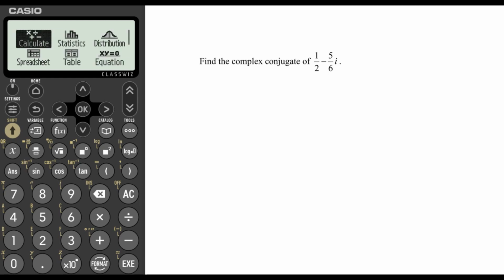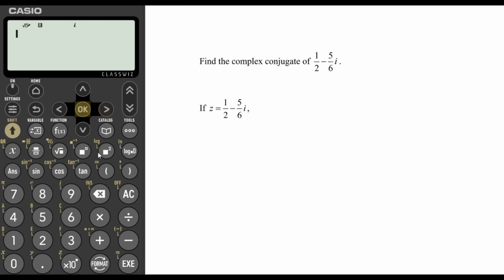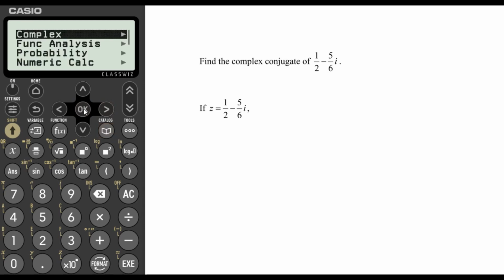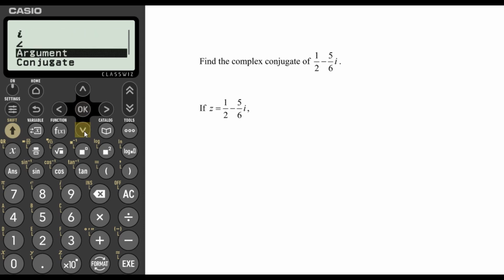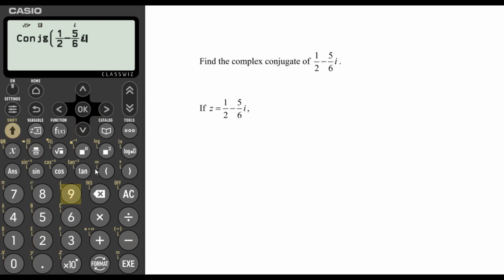We can use our calculator to find complex conjugates. For example, we can find the complex conjugate of 1/2 subtract 5/6i. Now if z is equal to 1/2 subtract 5/6i, we can find the complex conjugate using our calculator. From the main menu, if we scroll to the complex sub menu, then go to catalog, then the complex option, scroll down to conjugate. We want the complex conjugate of 1/2 subtract 5/6i. It turns out the complex conjugate is equal to 1/2 plus 5/6i.